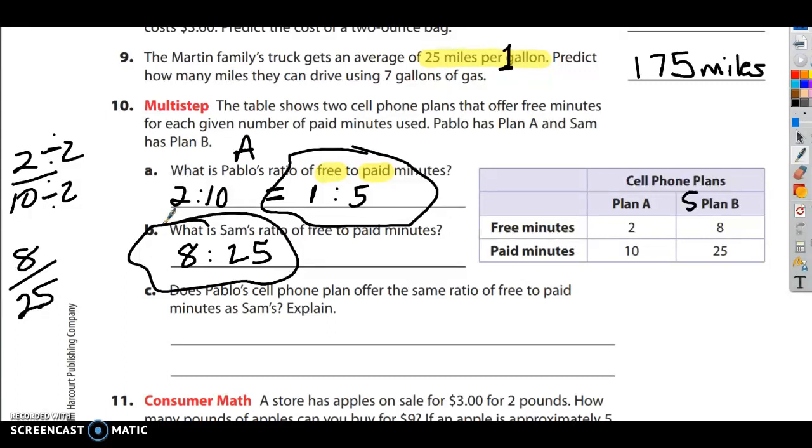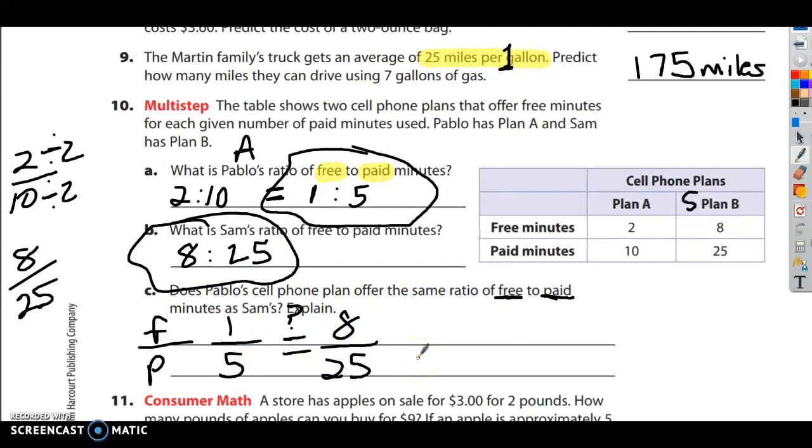Question C reads, does Pablo's cell phone plan offer the same ratio of free to paid minutes as Sam's? And explain. So I'm going to go up to Pablo's. And Pablo's was 2 to 10, which simplifies to 1 to 5. And it honestly wouldn't matter. It might even be easier to write 2 to 10. It doesn't matter though. Well, I guess we'll just go 1 to 5. What we're going to do here is write a fraction, just like we did earlier. We're going to put the free to paid. So we're going to write free over paid. And for Pablo, the ratio was 1 to 5. So I'm going to write it like this. And we're going to write equal sign question mark. And we're going to write 8 to 25.